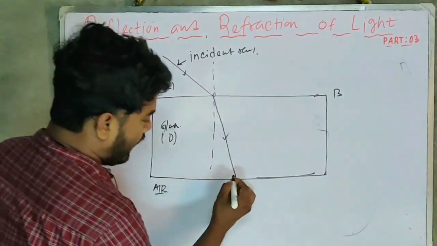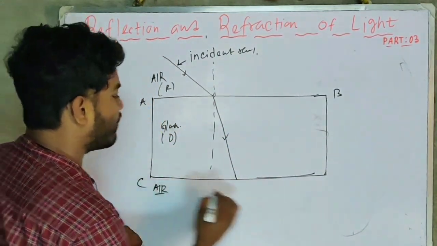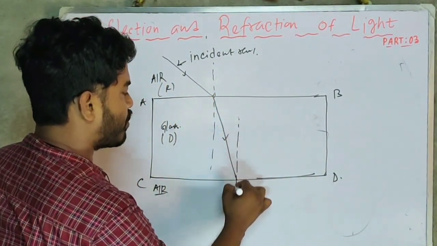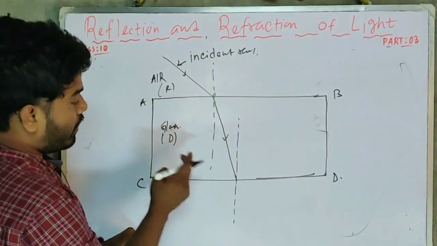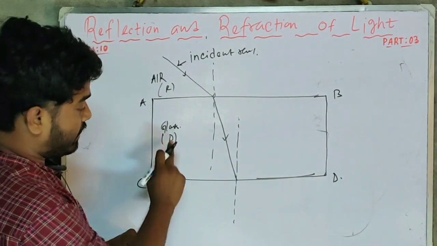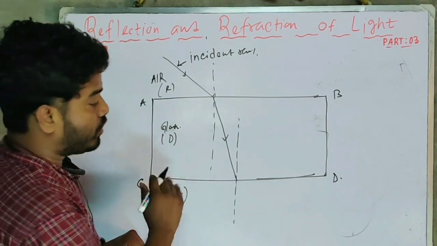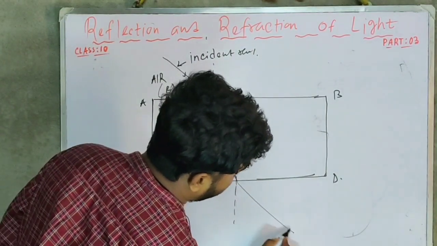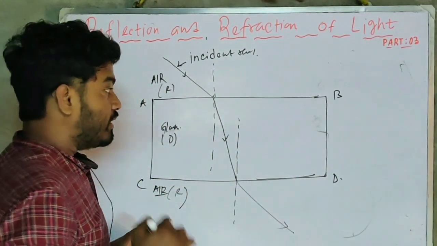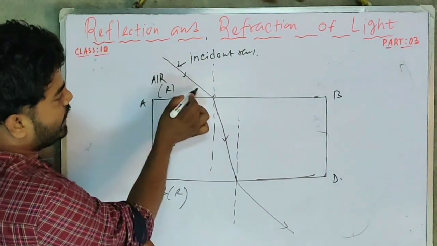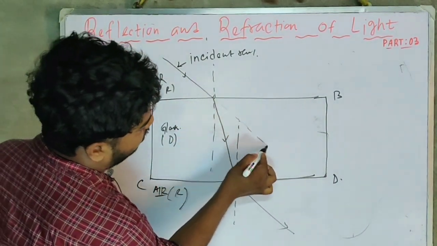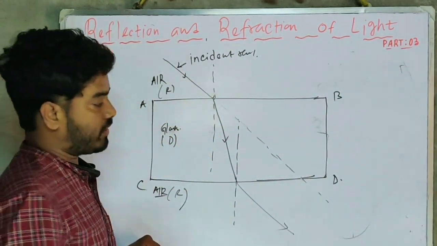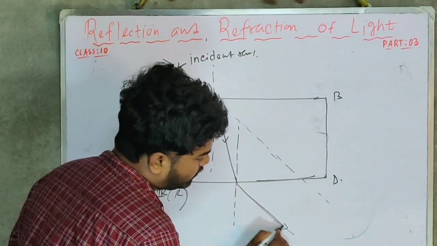Clear? Again here light is incident at the surface CD. Now again you draw the normal. Now light travels from glass to air, that is denser to rare medium, so it will bend away from the normal, that is the refracted ray. Just check it: if the incident ray goes this way, this is the original direction, but due to refraction light bends and finally goes along this path. Clear?